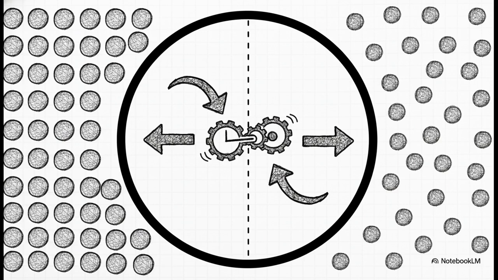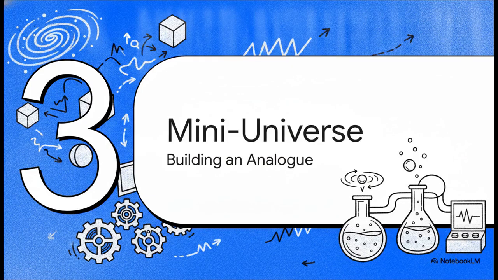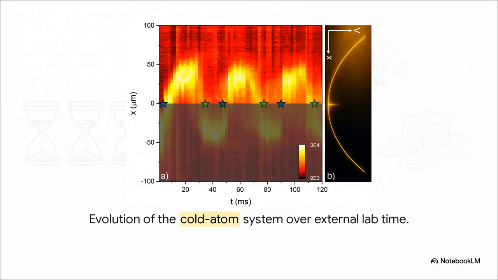Time isn't some external master clock. It's an emergent relational parameter. It's simply the act of one piece of the universe changing in relation to another. Which leads us right into Section 3, building a mini-universe. Now, instead of just getting bogged down in abstract cosmology and theoretical math, an incredible team of scientists decided to actually test this by building a tangible, tabletop laboratory analog.